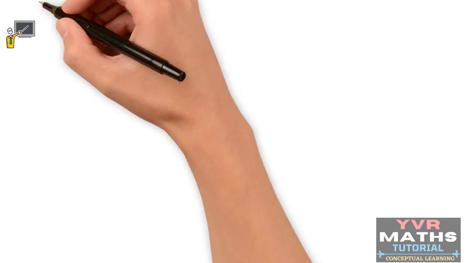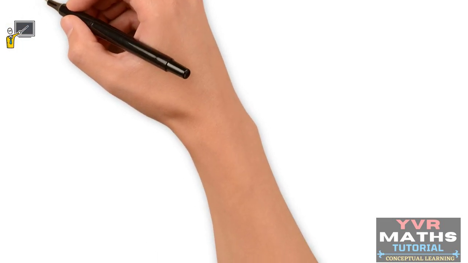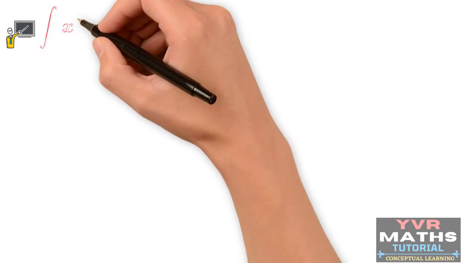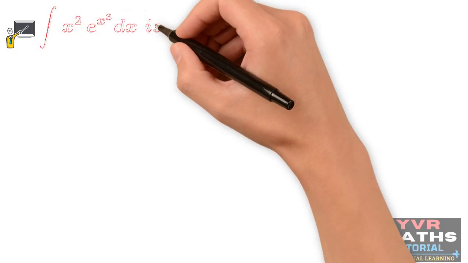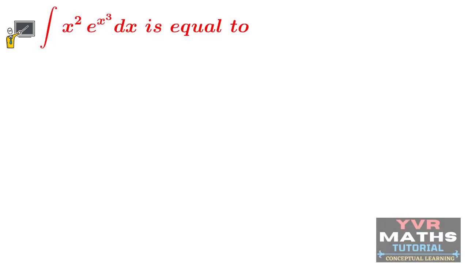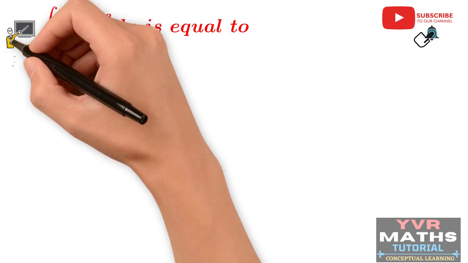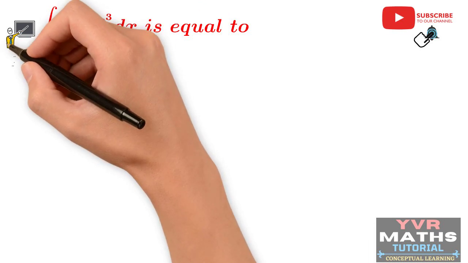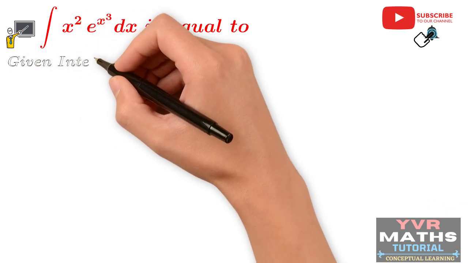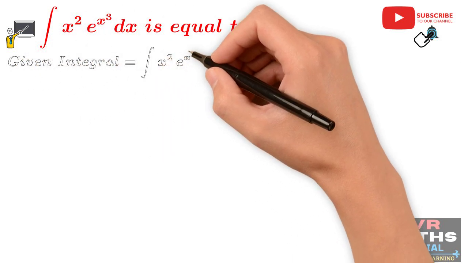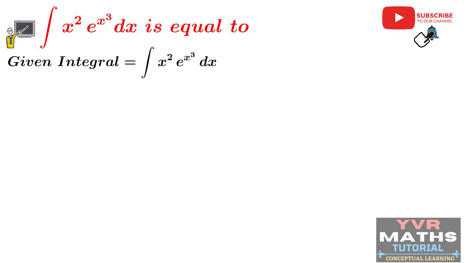Let us discuss one more problem. See here, integral x square into e power x cube dx is equal to what? Let us discuss solution of this one. Given integral is equal to integral x square into e power x cube dx. Now, substitute some part of integrand as another variable such that its differentiation exists in the integral.